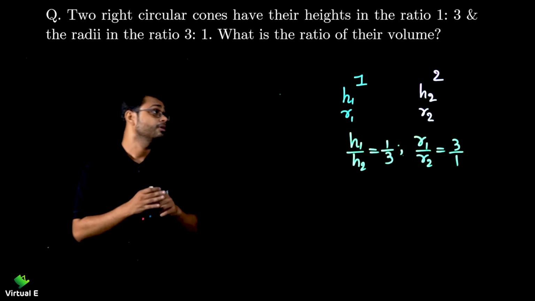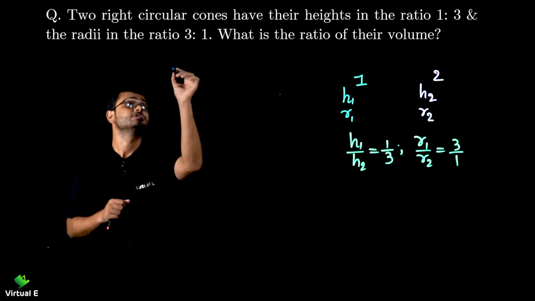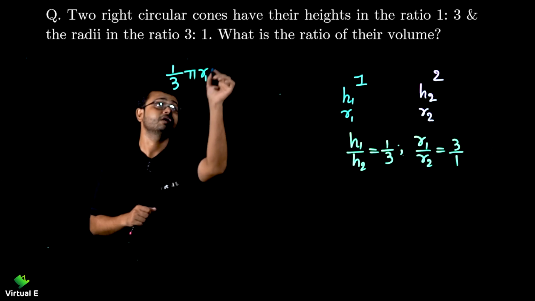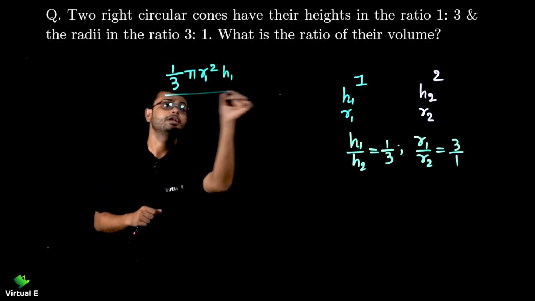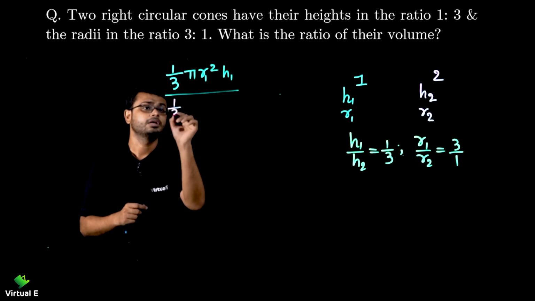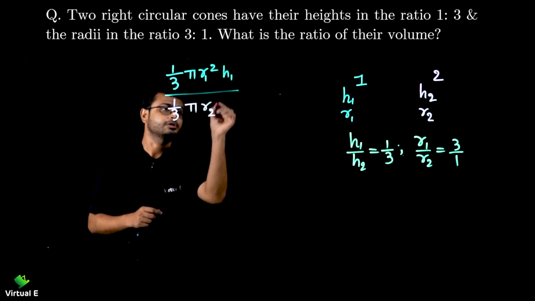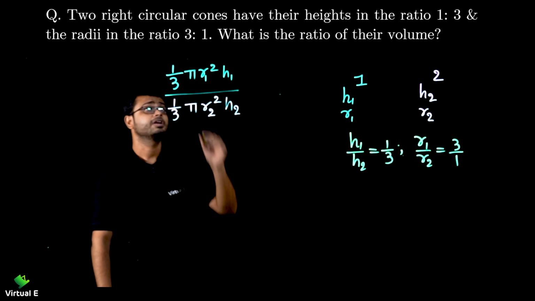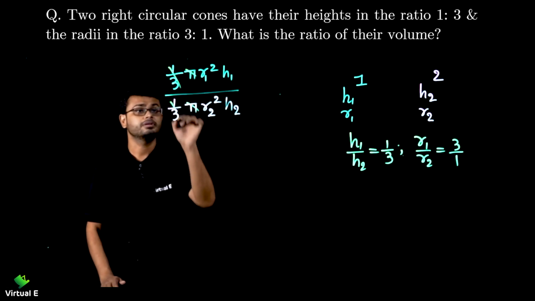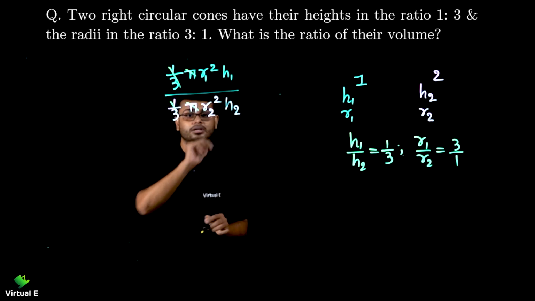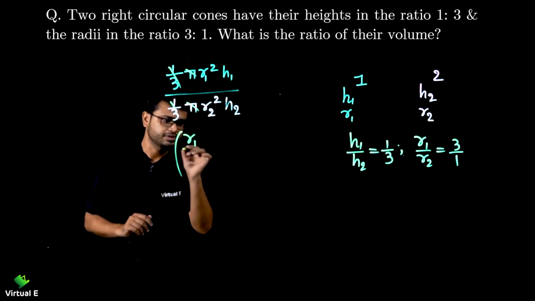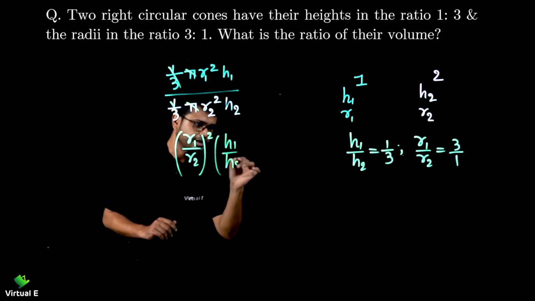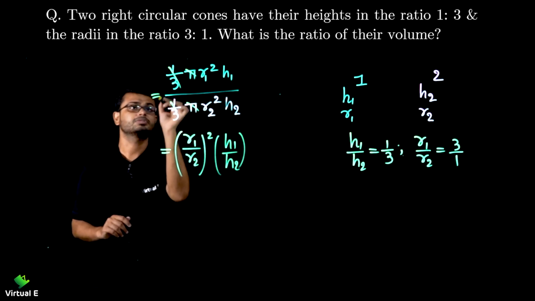So let's start with the ratio. I'm going to take the ratio of volume of 1 divided by volume of 2. So 1/3 pi r1 square h1 in the numerator, and in the denominator for 2, 1/3 pi r2 square h2. Now let's do cancellation. Whatever is similar, we'll remove it. Like pi is similar, 1/3 is similar. So what's left? r1 square h1 over r2 square h2. So can I write (r1 by r2) whole square into h1 by h2? Simple. Let's write the equal to sign over here.